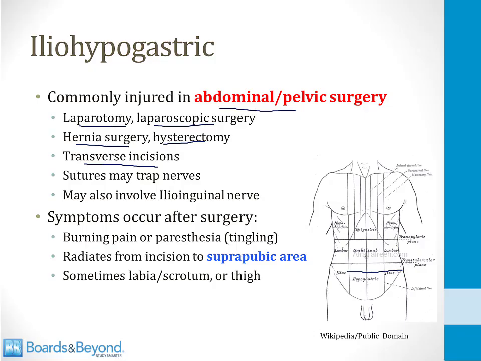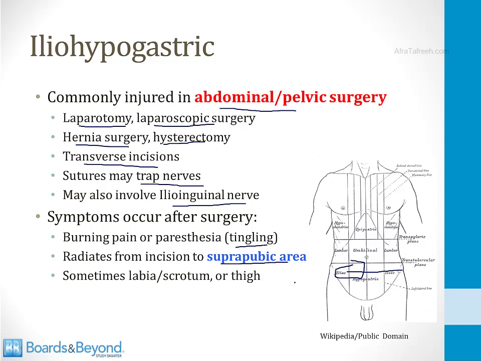When this is done and the wound is sutured up at the end of the operation, the sutures can trap the nerves, especially at the edges around here, so the iliohypogastric can get injured on one side. In addition, the ilioinguinal can also be injured as well. The symptoms this leads to following surgery are usually sensory. It's burning pain or paresthesias like tingling that radiate from the incision site to the suprapubic area.